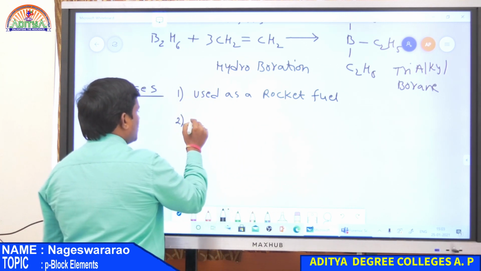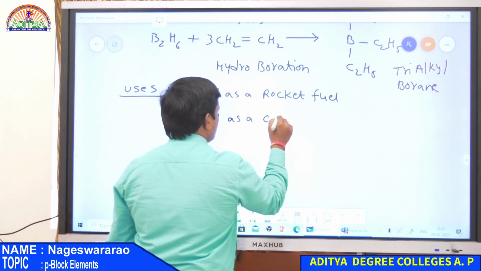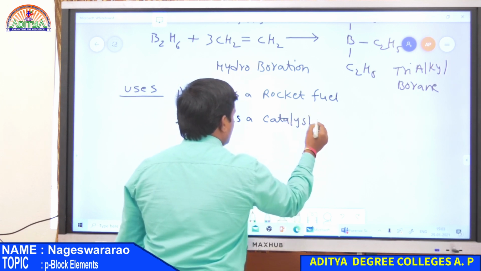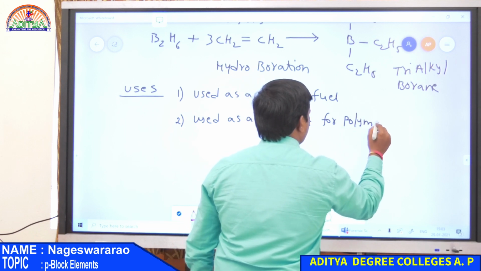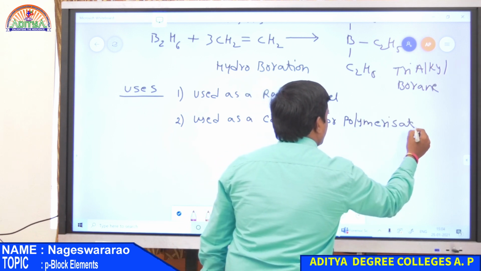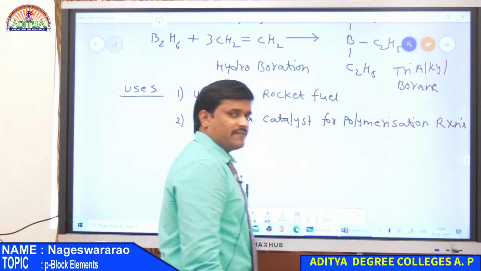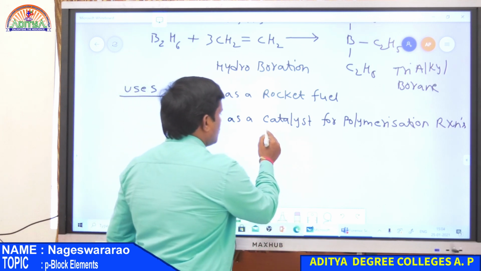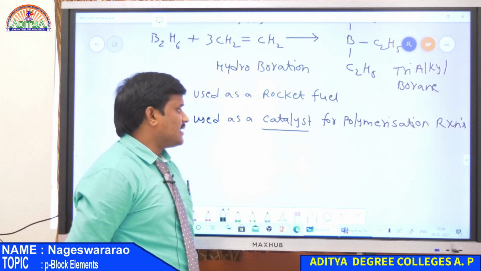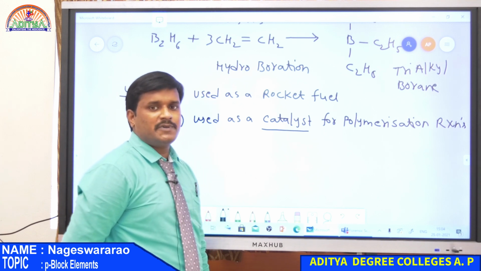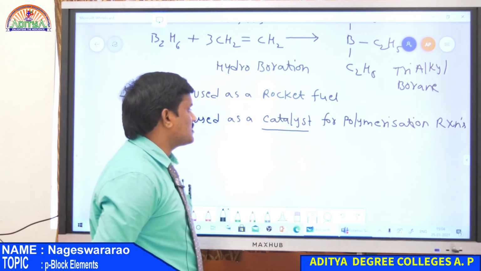And the second one is used as a catalyst for polymerization reactions. Here there are 2 different terms. One is catalyst. So what is a catalyst? A catalyst is a substance which does not get involved in the reaction but whose presence increases the rate of reaction. Then that substance is known as a catalyst.